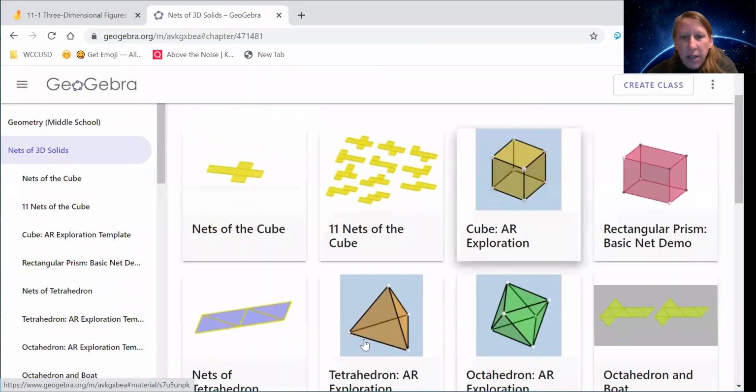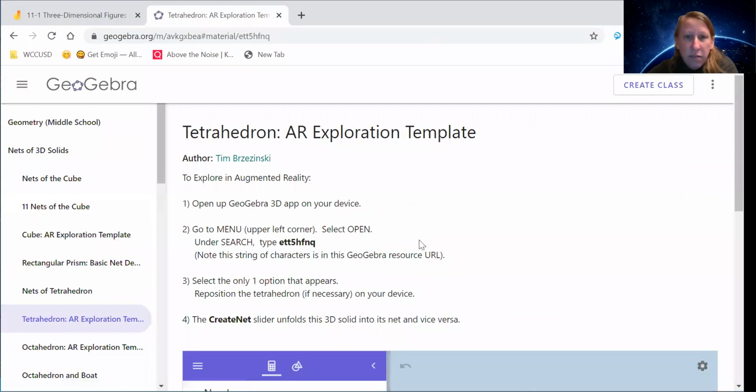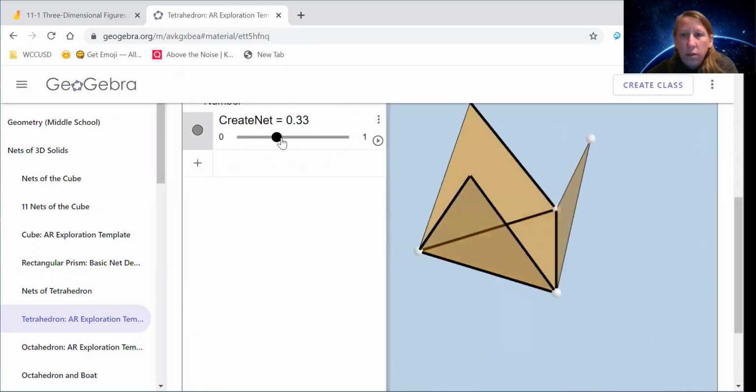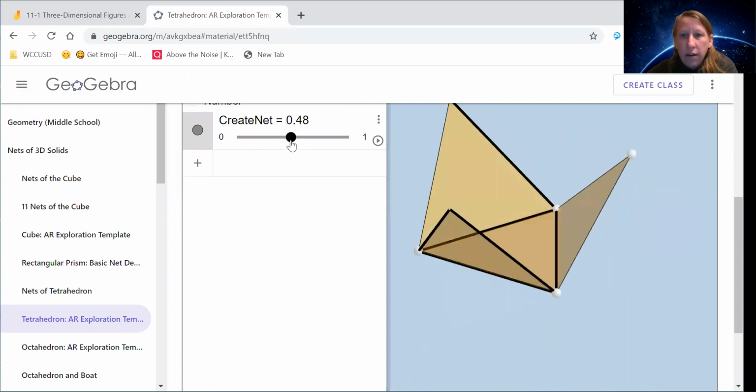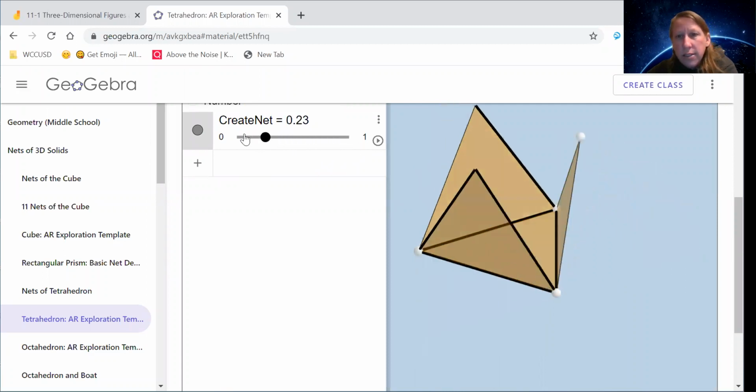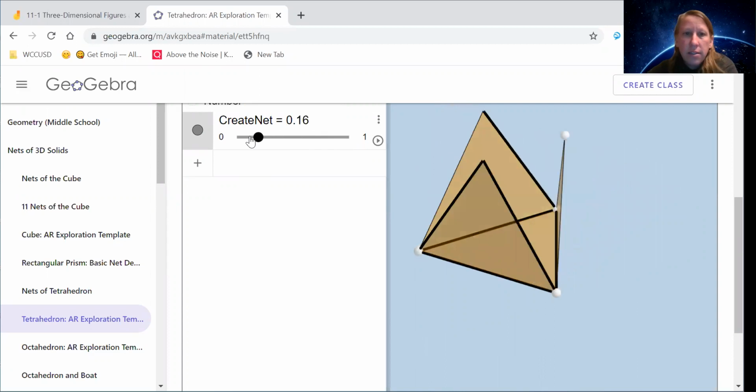We could seriously spend a week on this stuff, like just today's lesson. There are so many cool GeoGebra things that you can play with. I put lots of links.